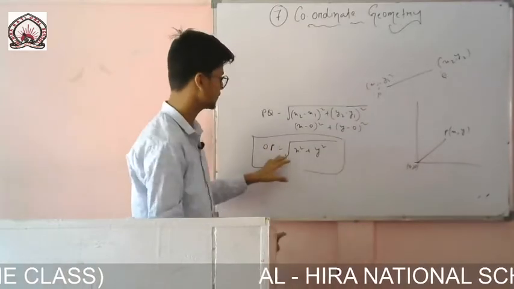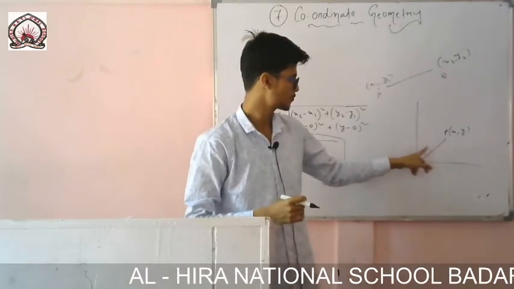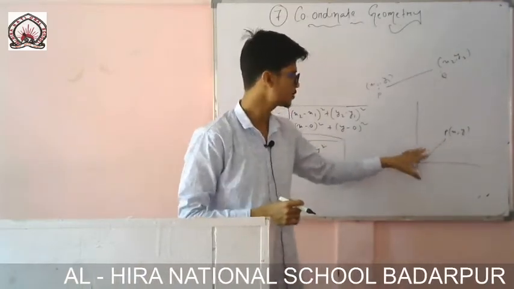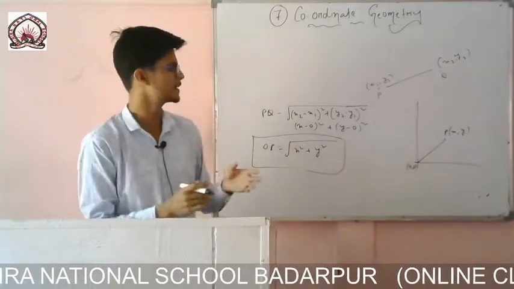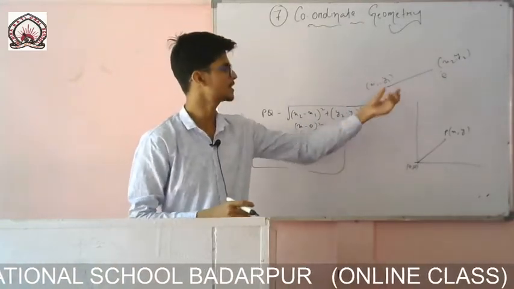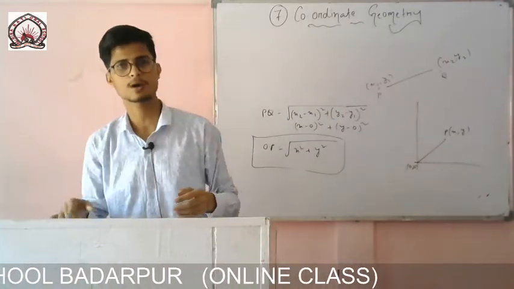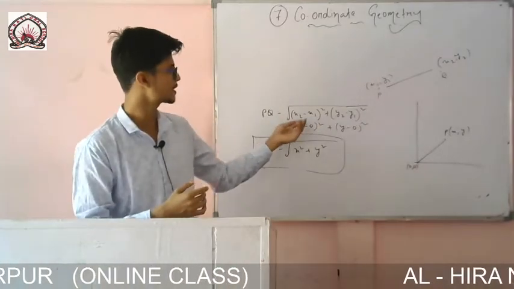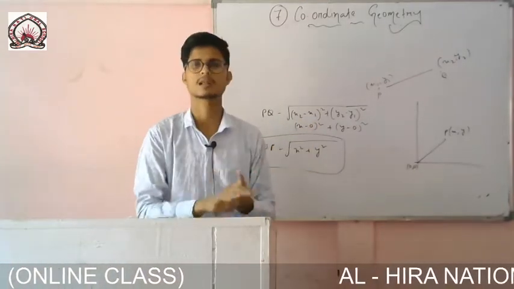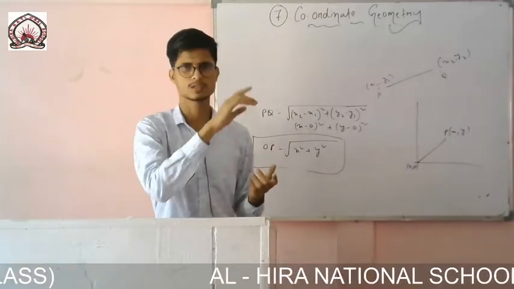So keep in mind that if you are to find the distance from the origin to a point, then you will use this formula: root of x square plus y square. And if it is between 2 points and the coordinates are given like this, then the formula is root of x2 minus x1 whole square plus y2 minus y1 whole square, or you can arrange it like x1 minus x2 whole square plus y2 minus y1 whole square, whole thing under the root.